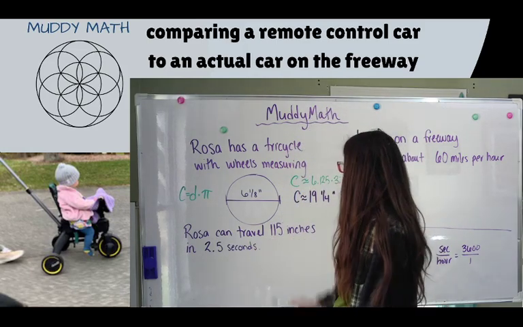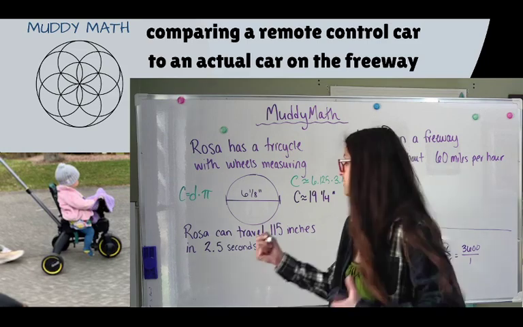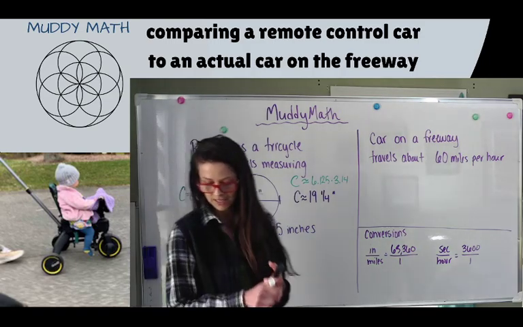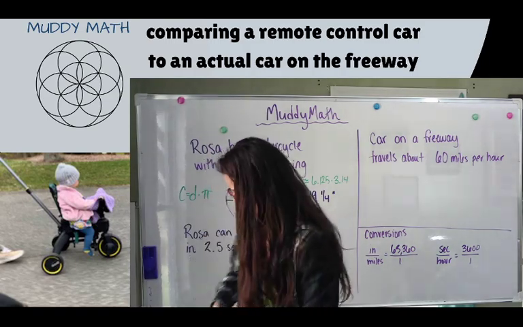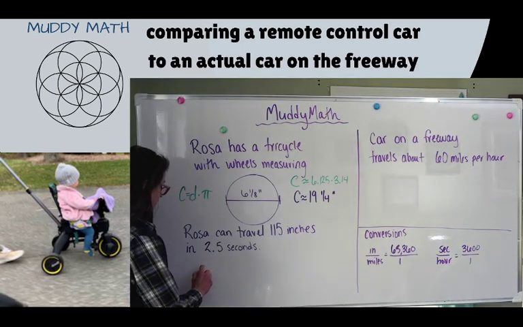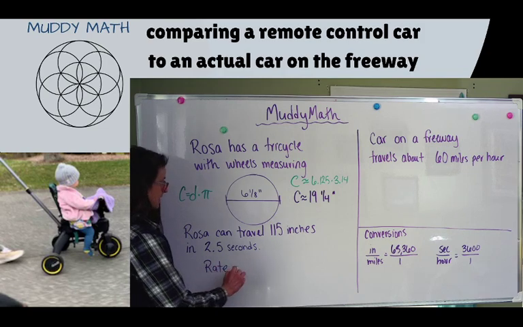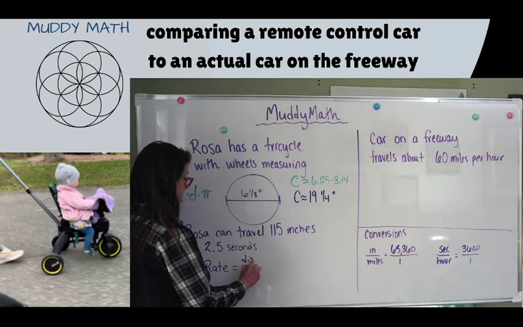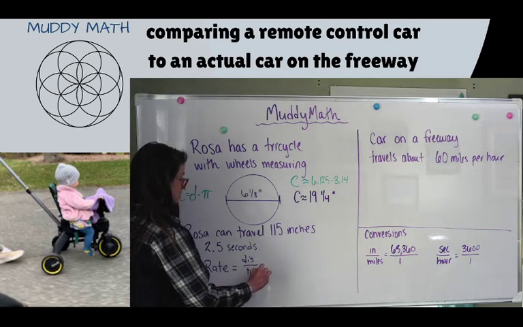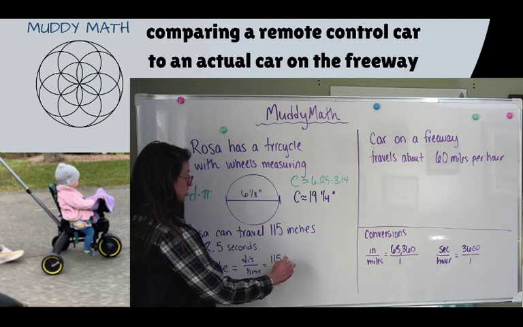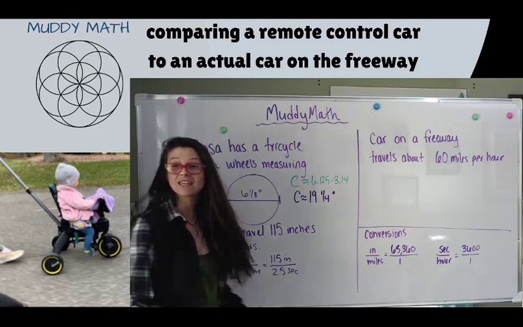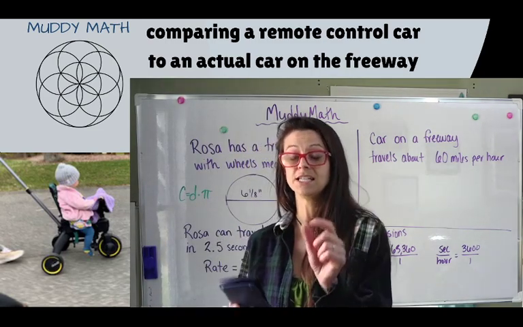So if Rosa can travel 115 inches in 2.5 seconds, her speed, her rate of change, okay, I like the purple marker better. I'm going to switch back. Her rate of change, her average speed, is we often do the distance divided by the time. Okay, distance divided by time. So here she traveled 115 inches in 2.5 seconds. So we can get the unit rate here. What's her average distance per 1 second?